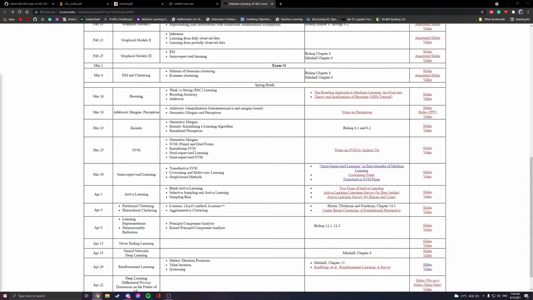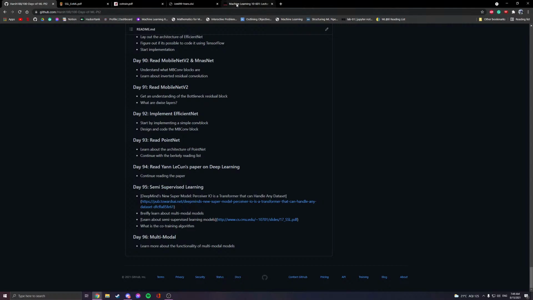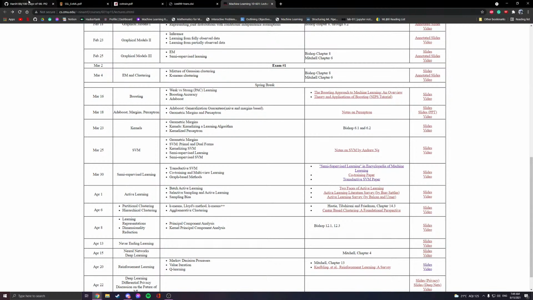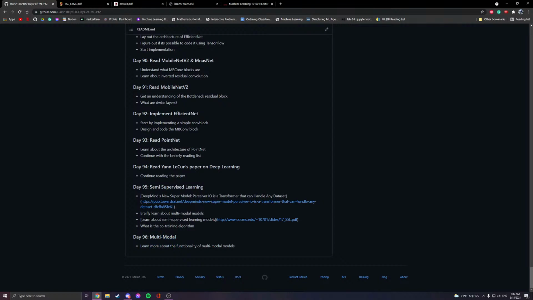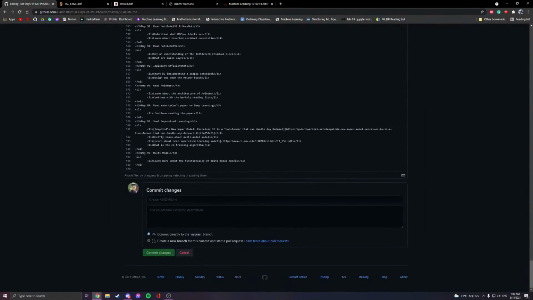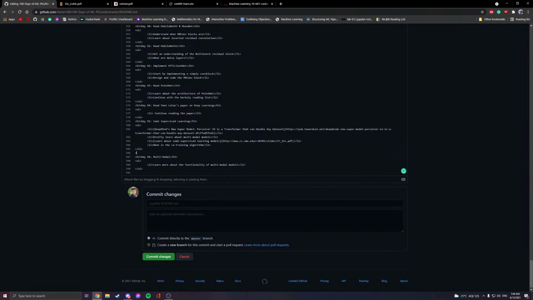Alright, let's get this going. It's day 96 of 100 Days of ML. Previously, I planned to do multimodal models today. However, I'm going to push that to tomorrow. And what I'm going to do is continue semi-supervised learning, but more focused on the co-training algorithm. Day 96. So I'll make this day 97.